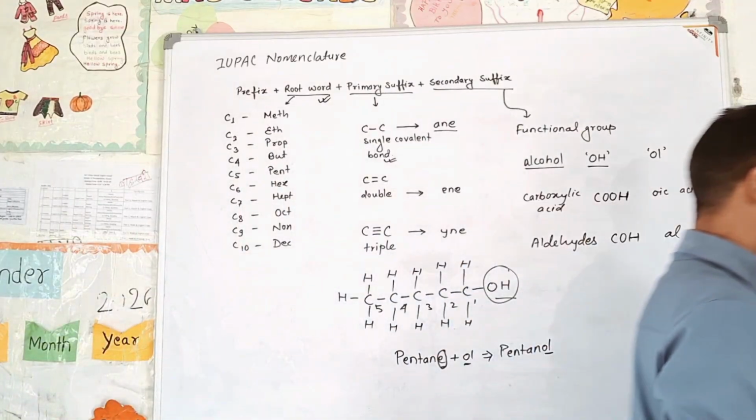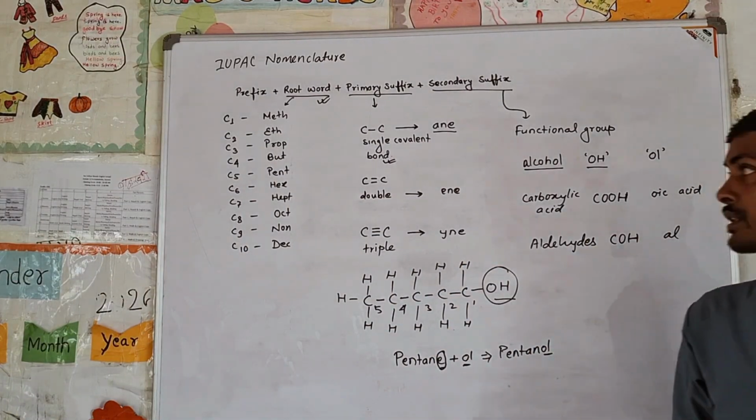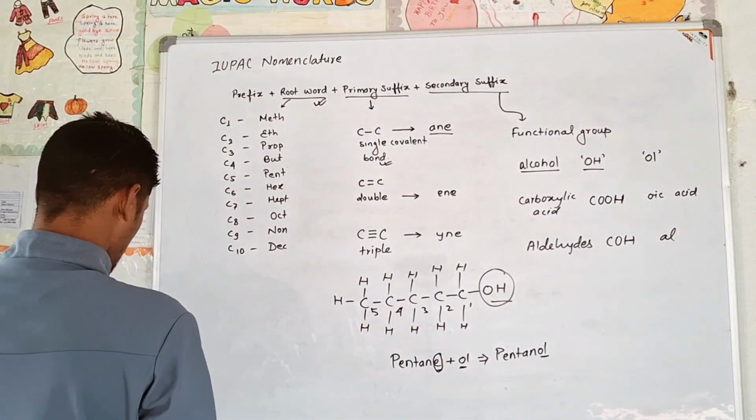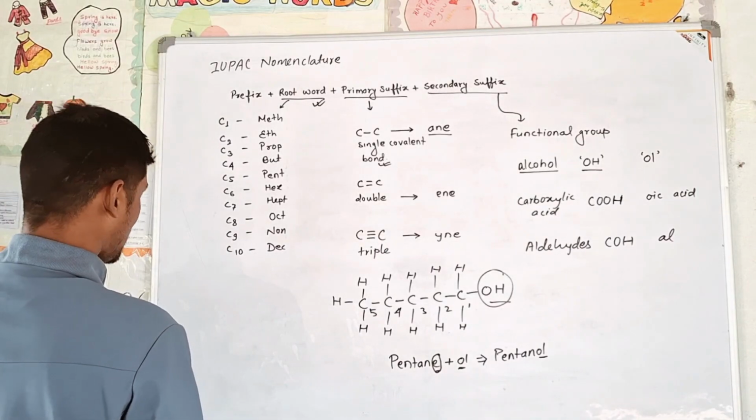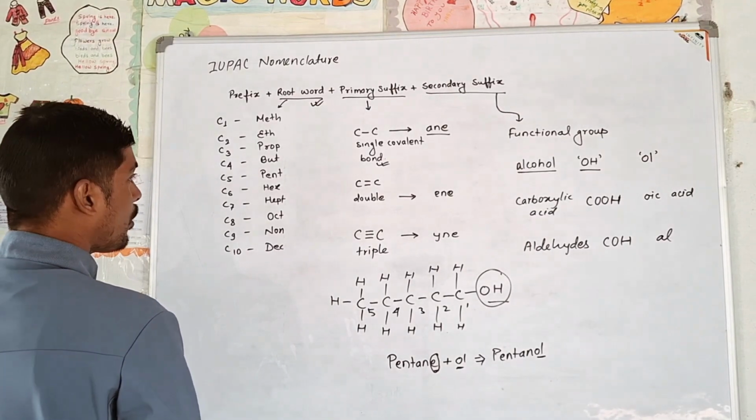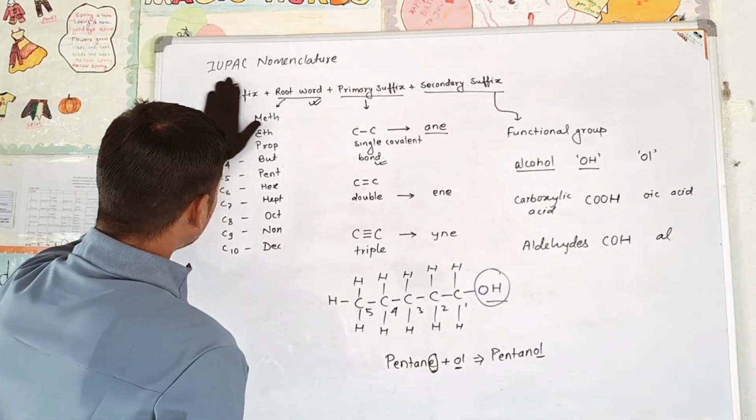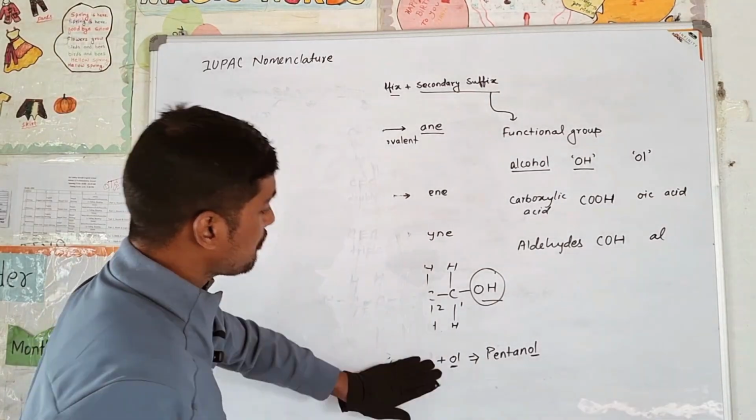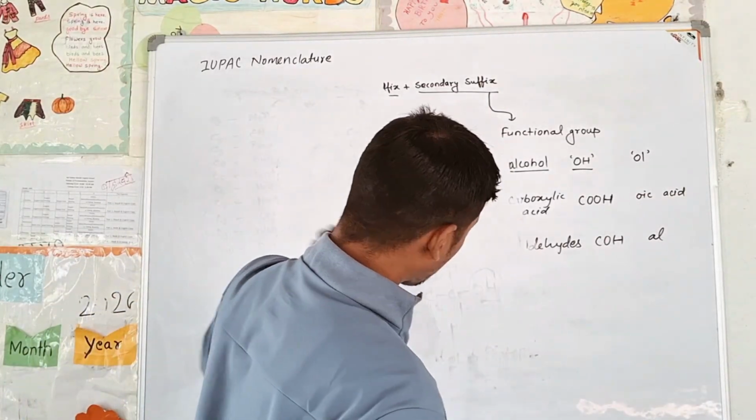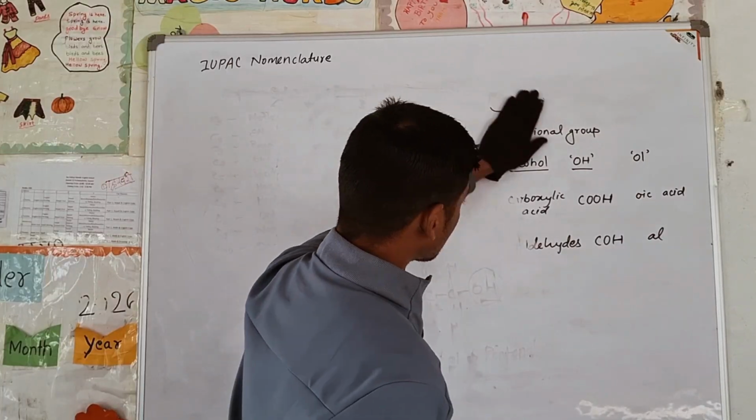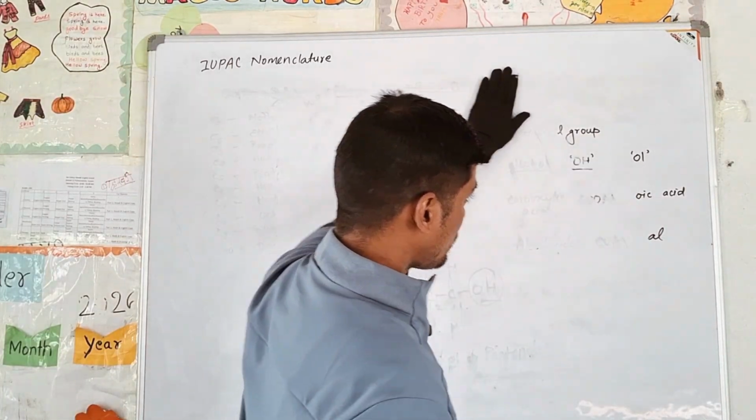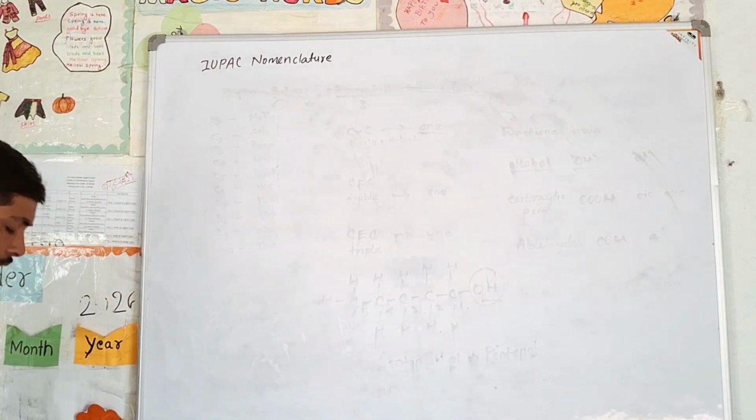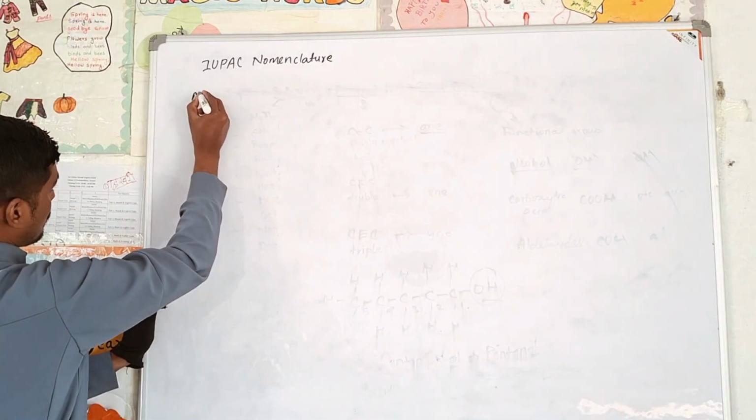Now after this IUPAC name, let us talk about the hydrocarbons. The first one is alkane. What is alkane and how we have to write their name, molecular formula, structural formula, and condensed formula of some members of alkane. We will discuss that. Now we have alkanes.